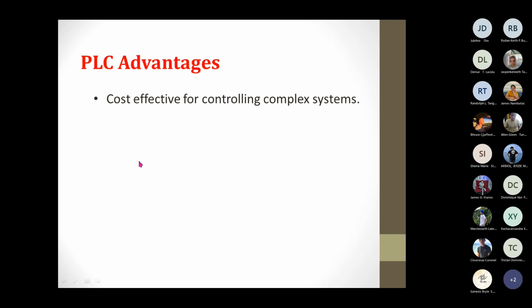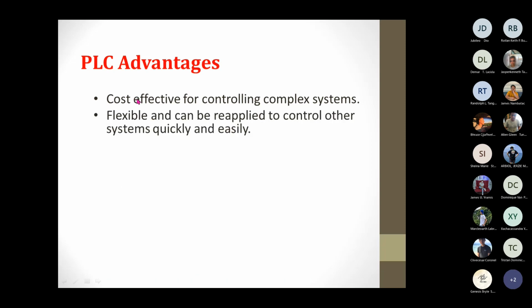A simple PLC may cost more than 20,000 pesos, but a single relay will only cost less than 1,000. But if you have 100 relays, and assuming each relay costs less than 1,000, for example, then the overall cost of the system may be higher as compared to a single PLC.